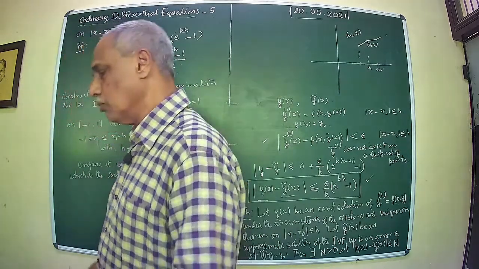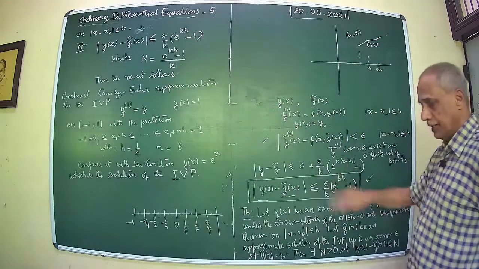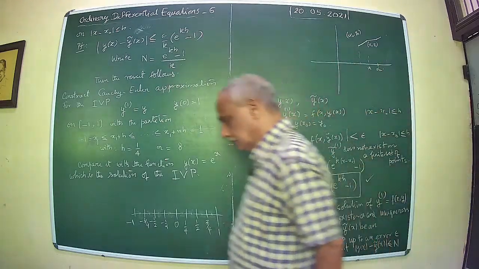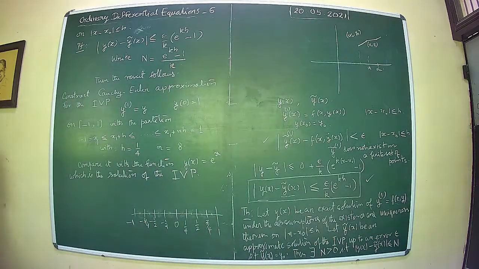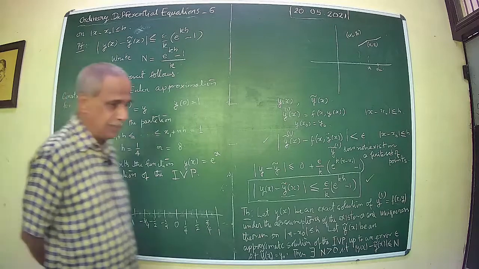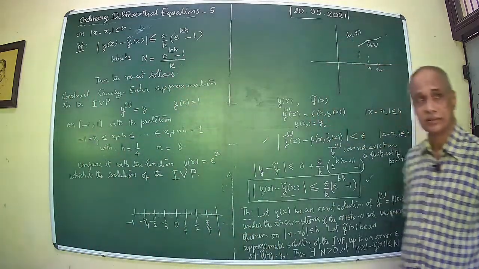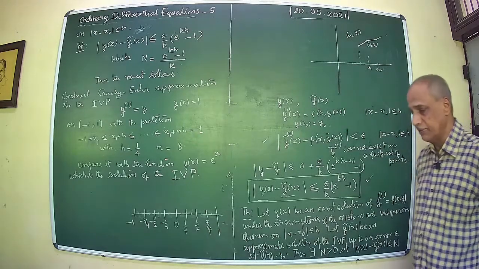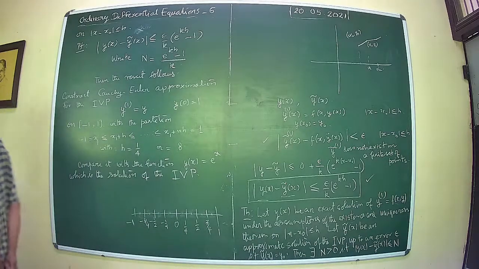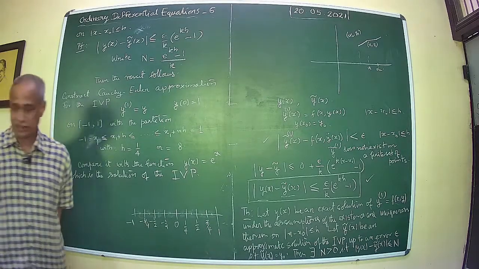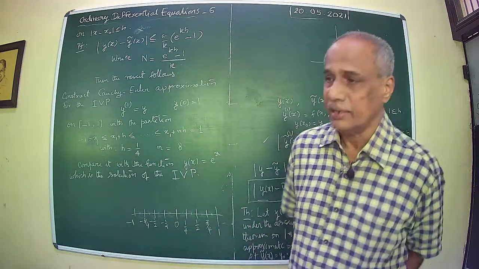Okay, now what I want to do is the following. I'm going to do it today. I said the Lipschitz condition is important in getting the uniqueness. That means only with some extra condition on the function with respect to y you will get uniqueness. Otherwise you may not get uniqueness at all. That we have already seen.